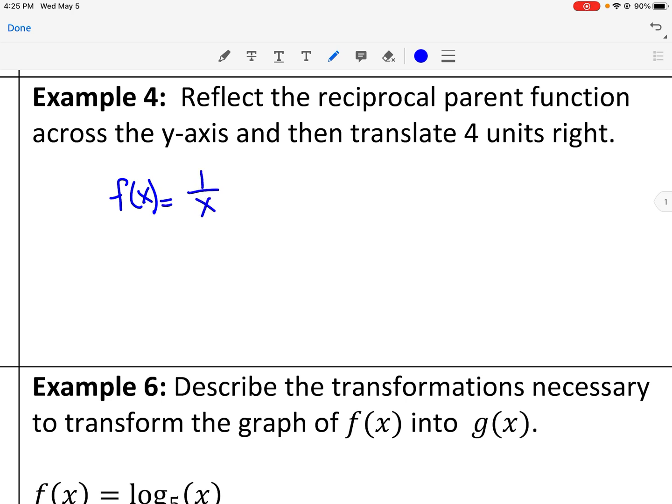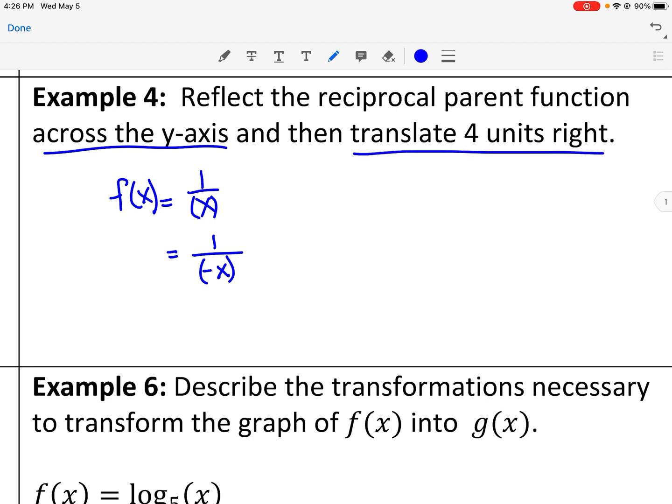The original reciprocal is 1 over x. This time x is in the denominator, so that's where the changes are going to happen if I'm changing anything to do with x. So reflect across the y-axis. That means my x is going to be negative, so I put that in parentheses, and I make that a negative x on the bottom.